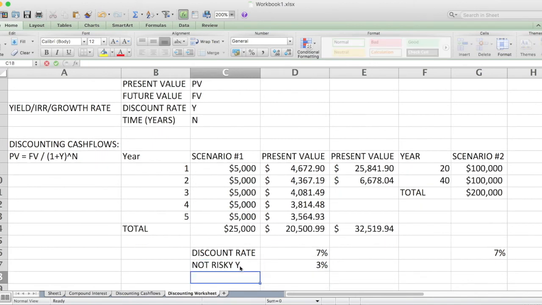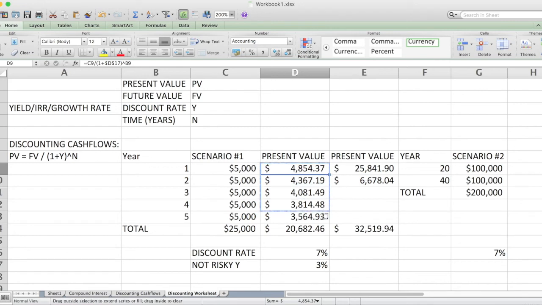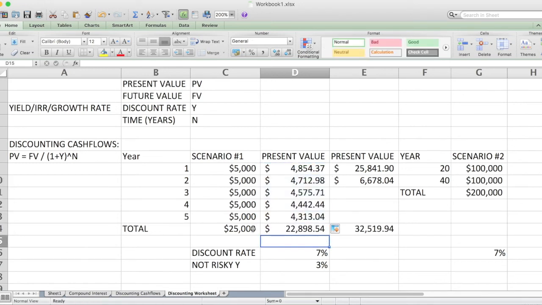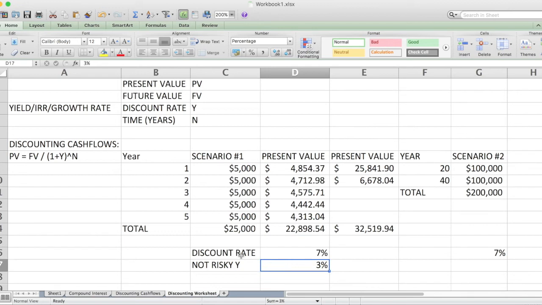So I'll do a different rate and I'll change all of these assumptions. I'll just shift it downward, ready? And I'm going to lock in this cell. I could have just put it in the other way, but let's see. Change all that. And that raises the value of the $25,000 offer immediately to $22,898. I changed that to 3% to show what the not risky rate would be.